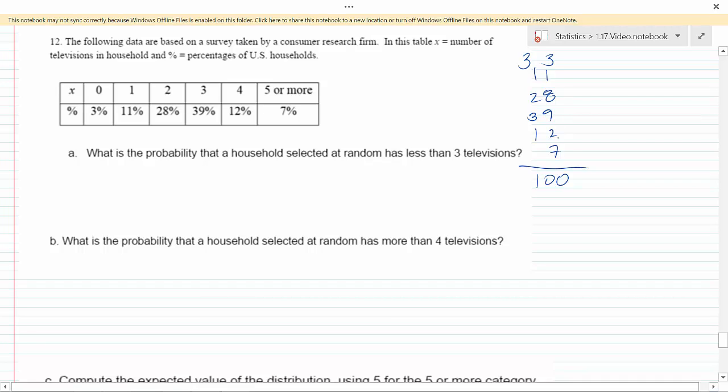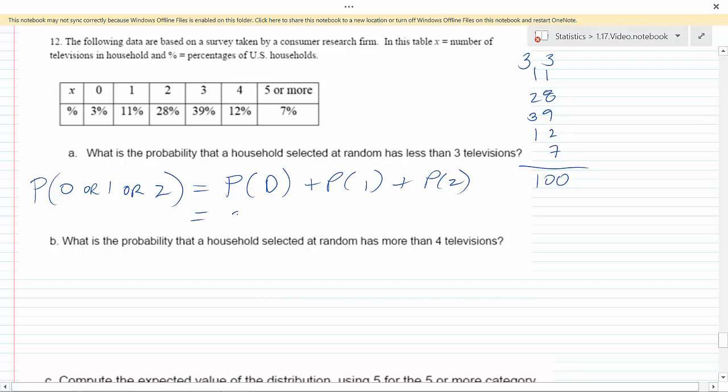It's not binomial. And in part A, we're asked, what's the probability that a household selected at random has less than 3 televisions? So less than 3 would be 0 or 1 or 2. So I'm going to add those probabilities together. The probability of 0 plus the probability of 1 plus the probability of 2. 3% plus 11% plus 28%. 42% chance that a household selected at random has less than 3 TVs.